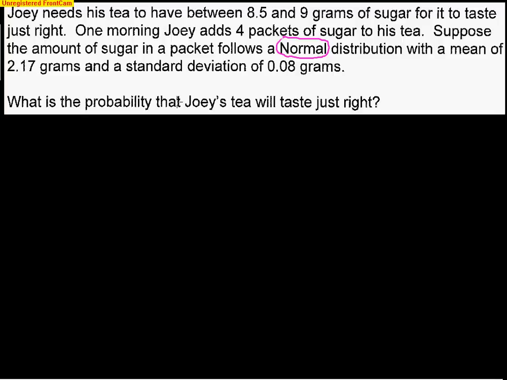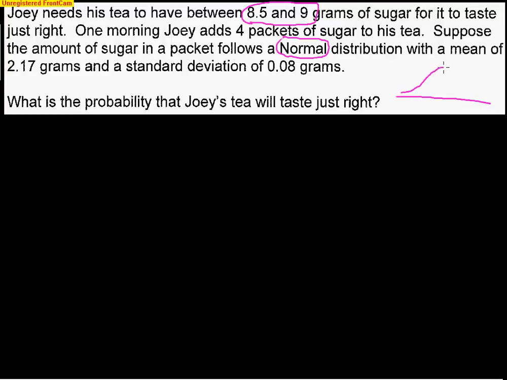Now, suppose that the amount of sugar in a packet follows a normal distribution with a mean of 2.17 grams and a standard deviation of 0.8 grams. What's the probability that Joey's tea will taste just right? Okay, so Joey needs between 8.5 and 9 grams of sugar for his tea to taste just right. So we know that this follows a normal model.